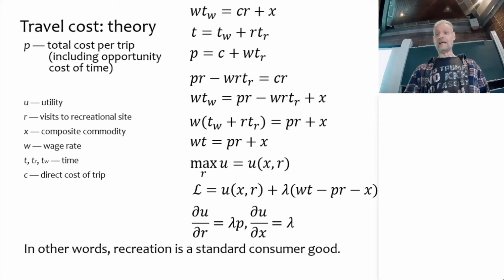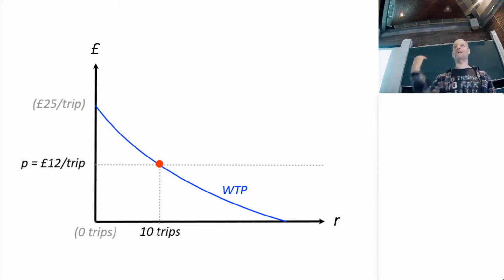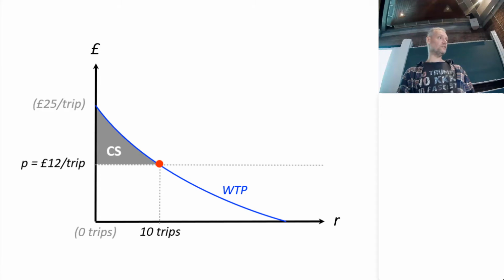And then what you do is you have a demand function for the recreational side and for the number of trips, and you can simply integrate under that demand function to find the consumer surplus.